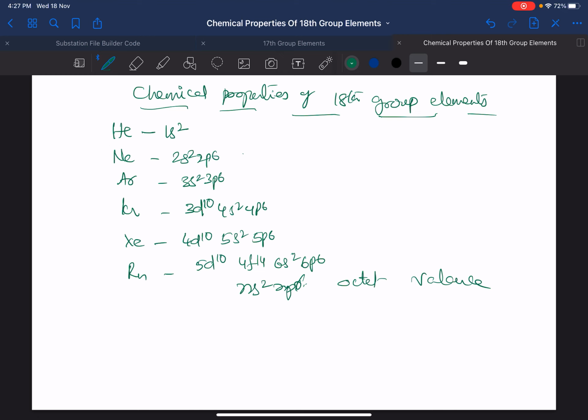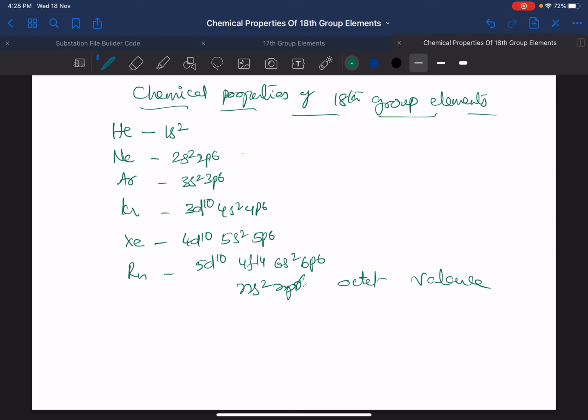Why are they showing reluctance? They have already completed their octet configuration, ns2 np6, in the valence shell, so they are reluctant to participate in chemical bonding. So we can conclude that these noble gases, the 18th group elements, are reluctant to participate in chemical reactions, so they are called the noble gases. So that is about the chemical inertness.